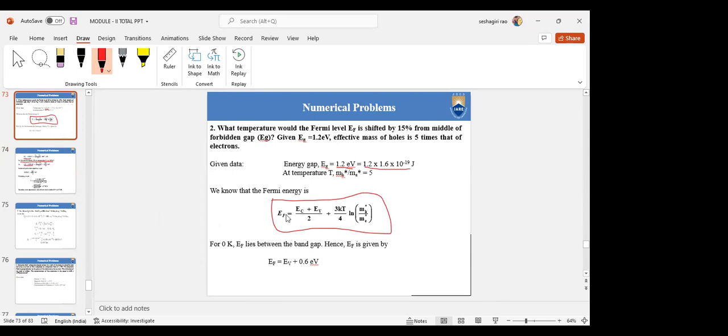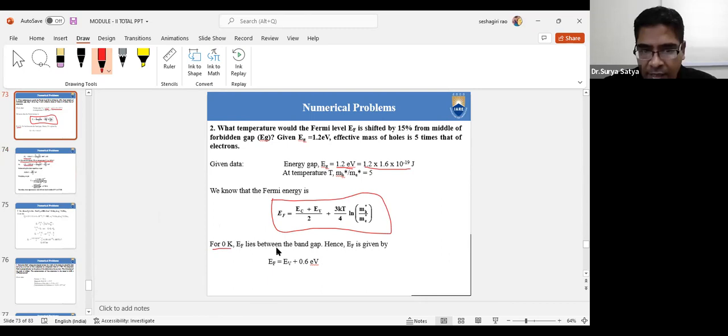Yes, sir. So for 0 Kelvin, EF lies at the mid gap. We write EF is equal to, if you put T equal to 0 here, EF is equal to EC plus EV by 2, right? EC plus EV by 2.